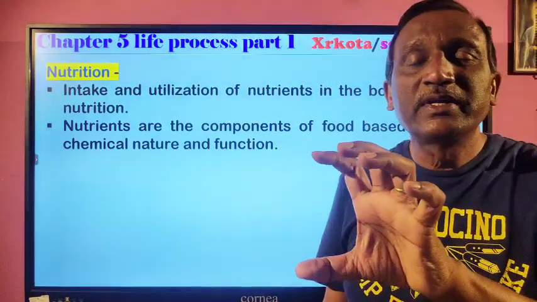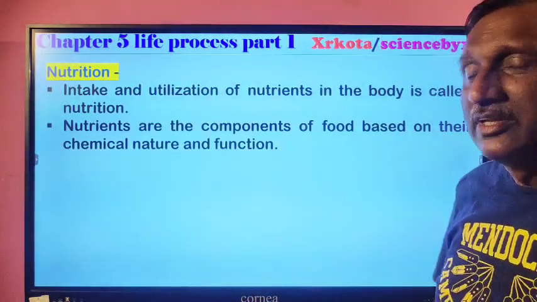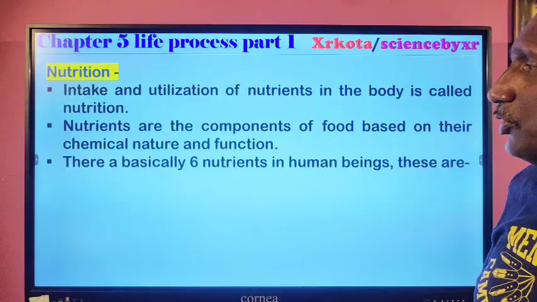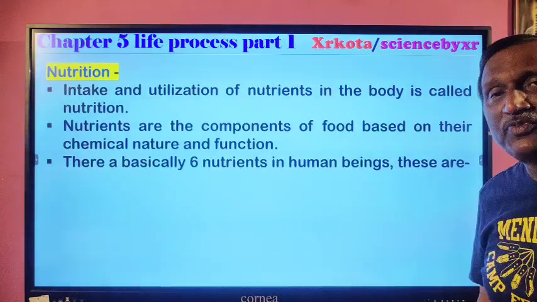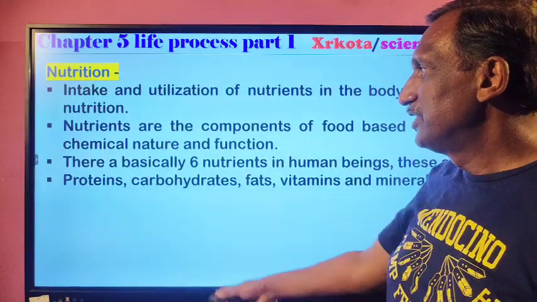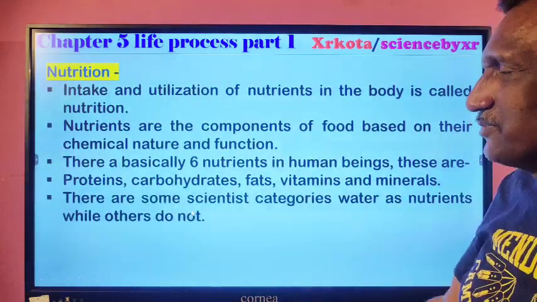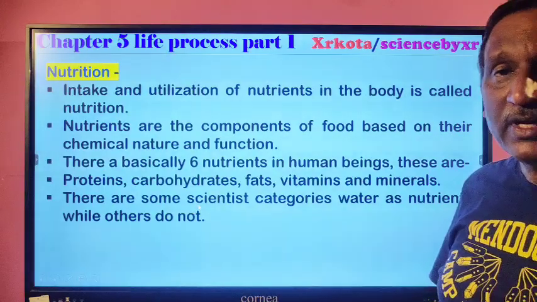Food के वो part है which are classified on the basis of chemical nature and on the basis of their functions. Okay, there are basically 6 types of nutrients for the animals like us, human beings. So what are there? They are protein, carbohydrate, fat, vitamin, minerals, and water. Now there are some scientists who do not consider water as a nutrient.